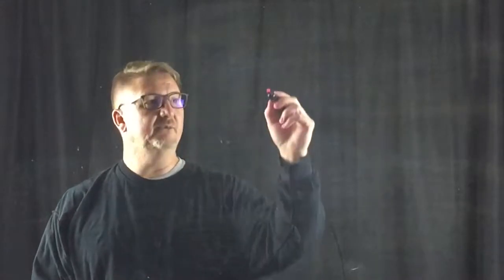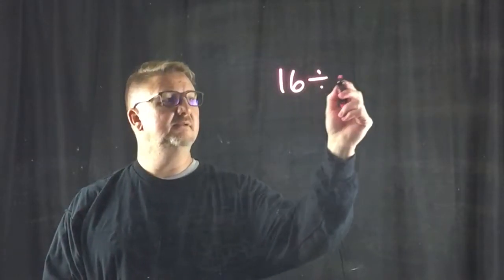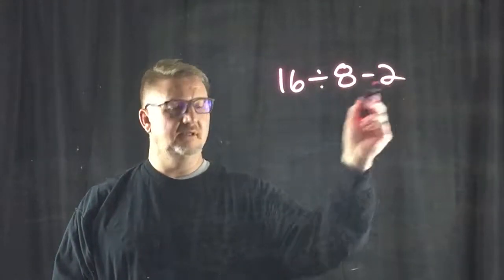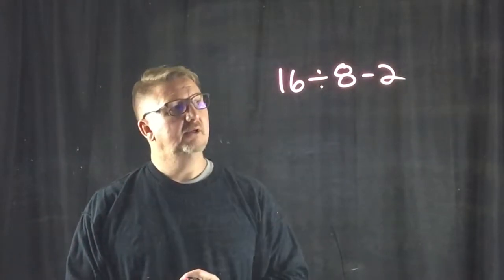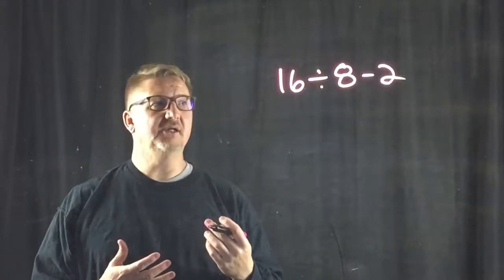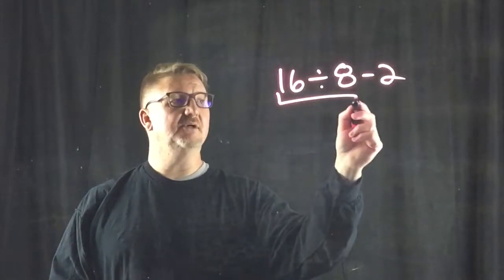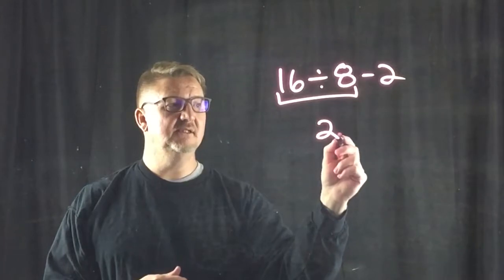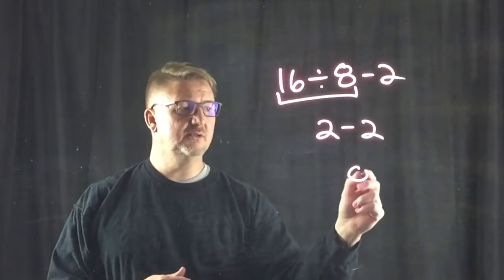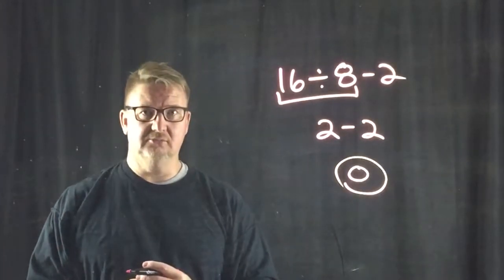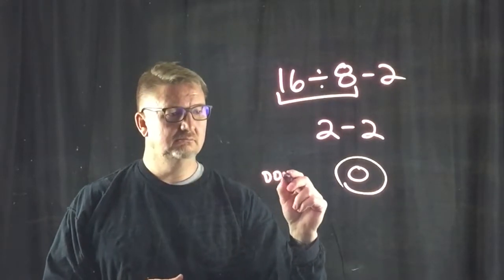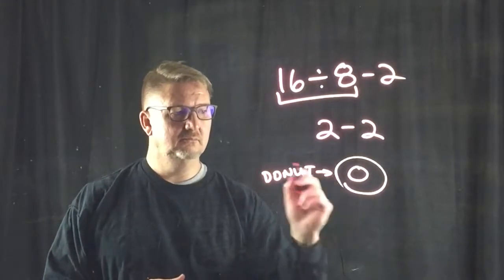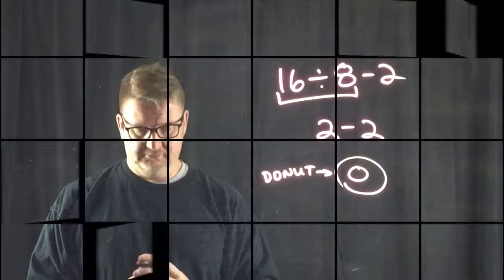Okay, here's our next example. 16 divided by 8 minus 2. So once again, we're looking at PEMDAS. PEMDAS tells us the first thing I want to do is my division. So 16 divided by 8 is 2 minus 2. My answer is 0. Which also happens to look like a donut.